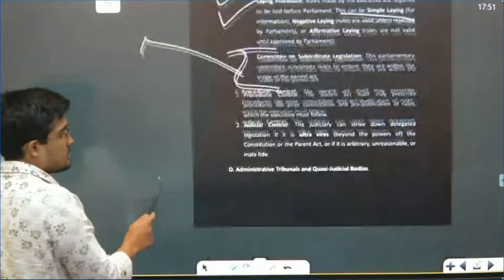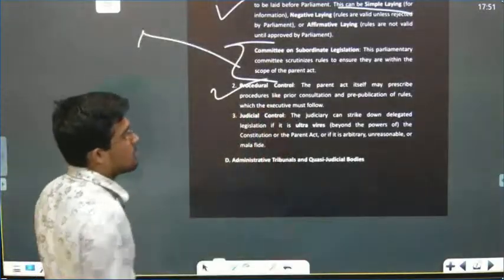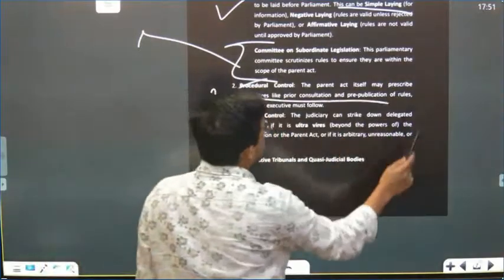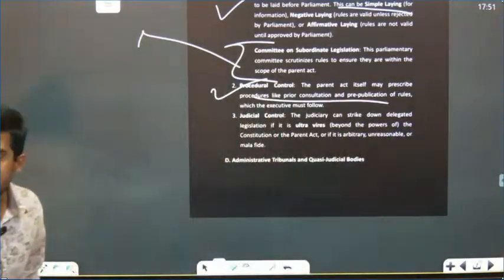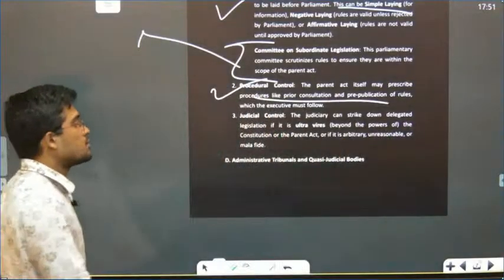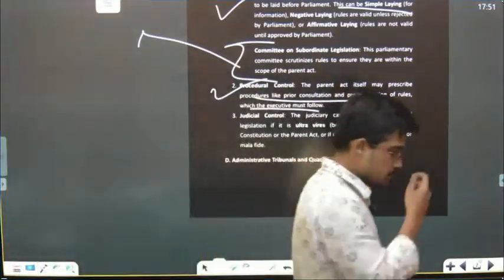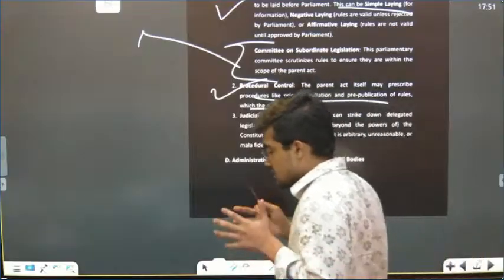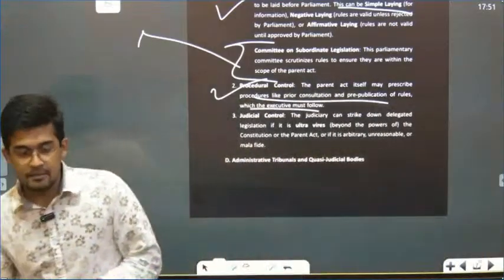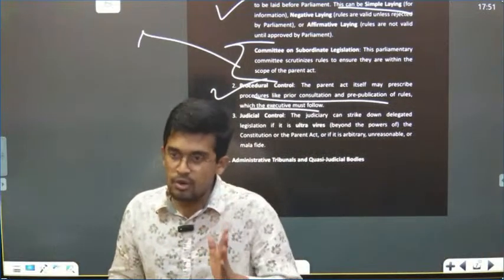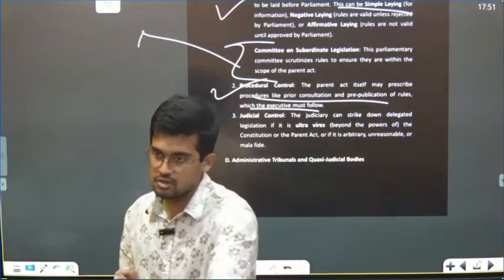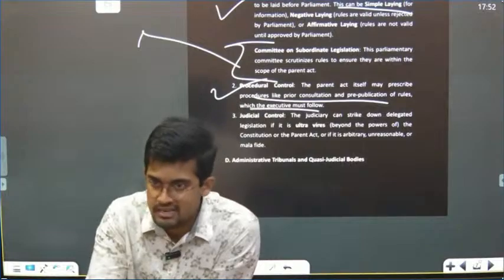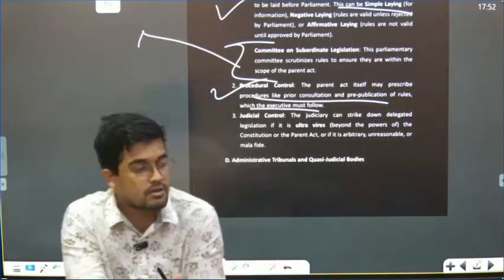Then there is something called procedural control. The Parent Act itself may prescribe procedures like prior consultation and pre-publication of rules which the executive must follow. The legislature or the Parliament might say, if you have to make a particular rule, you'll have to follow this procedure, these 10 steps you need to follow. This is also control over delegated legislation. Don't you think? They are controlling the procedure.